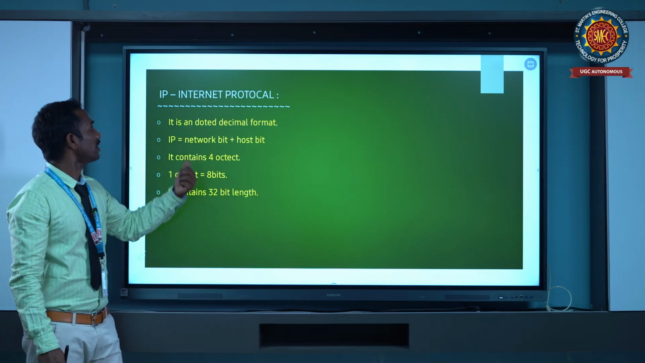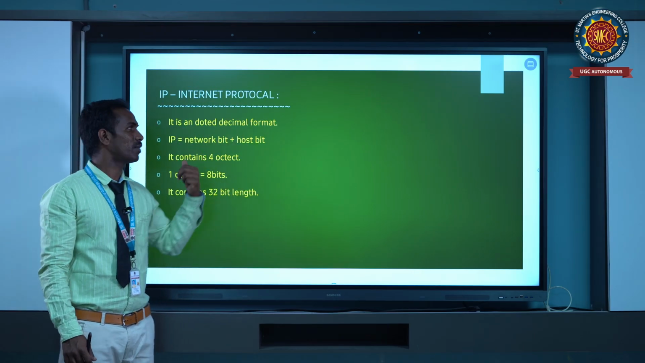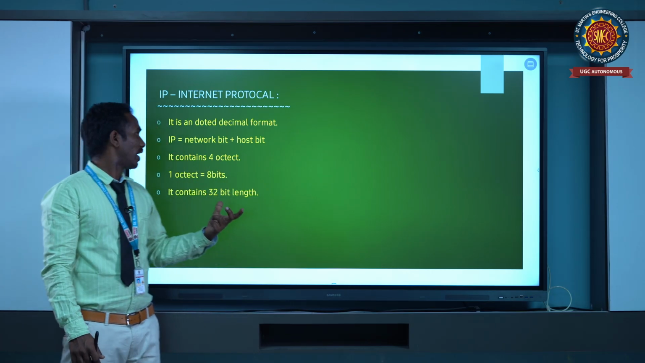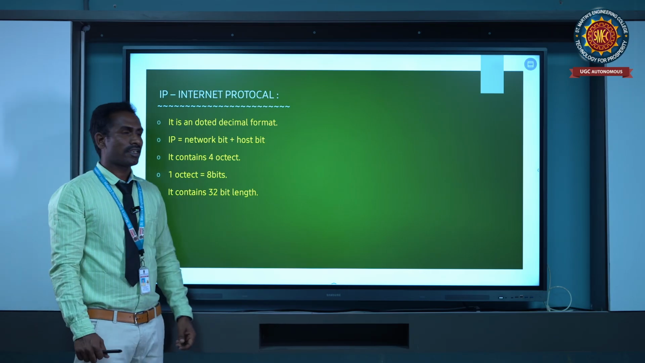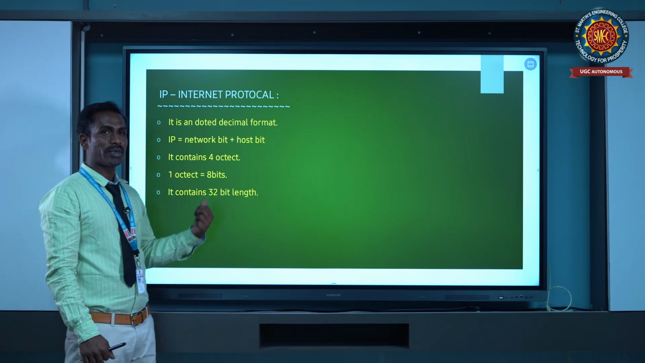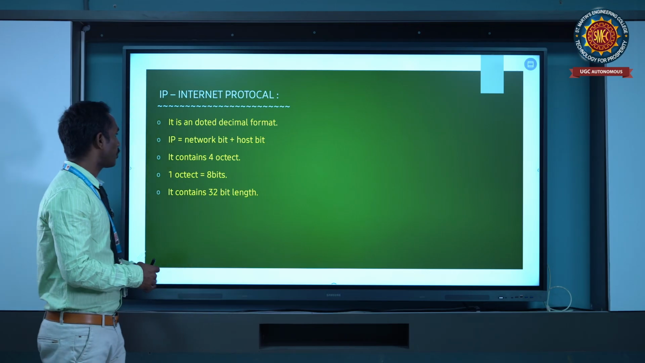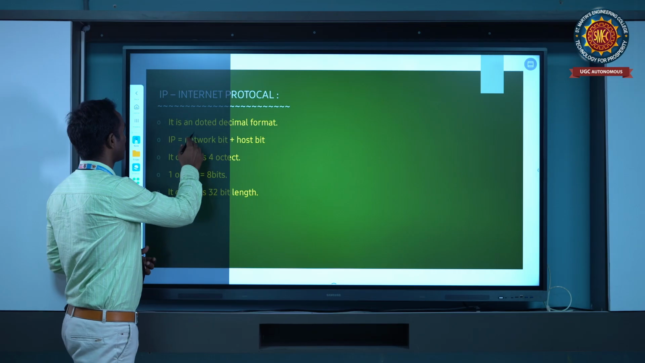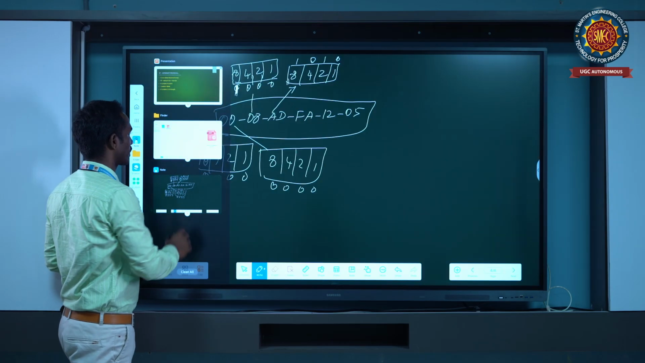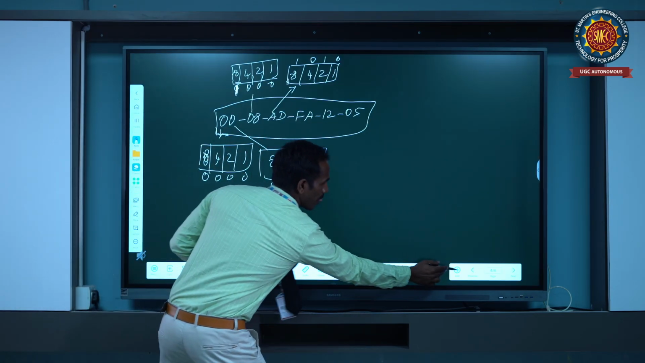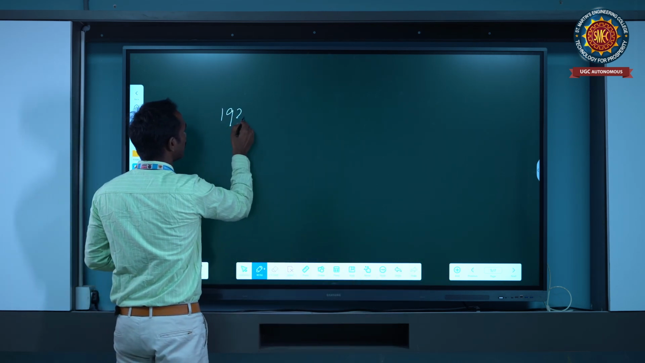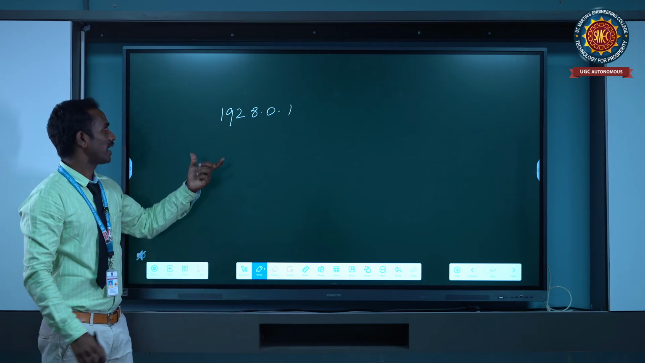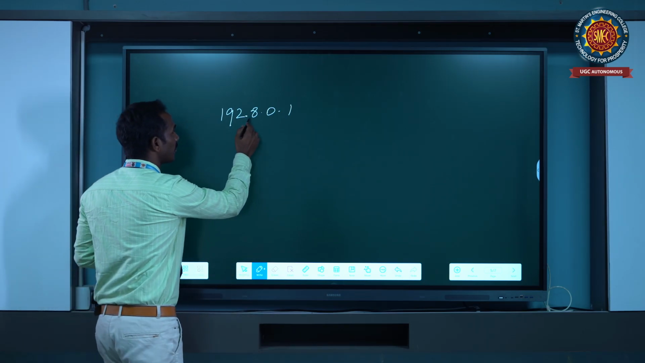The IP address is in decimal format. It is a combination of network and host bits, and it contains 4 octets. 1 octet is 8 bits. It contains 32 bits in length. For example, 192.8.0.1. That is the IP address.